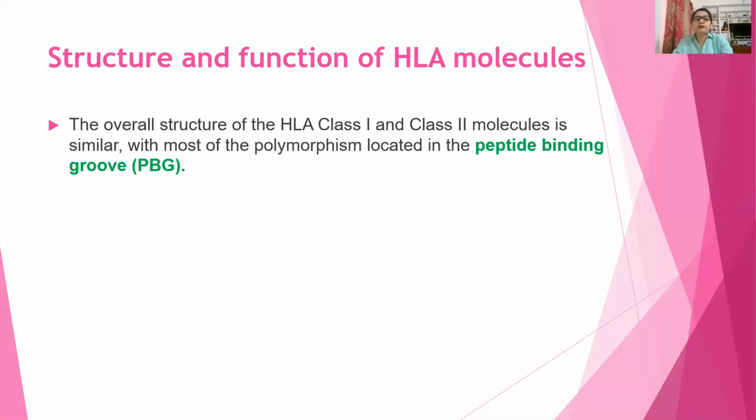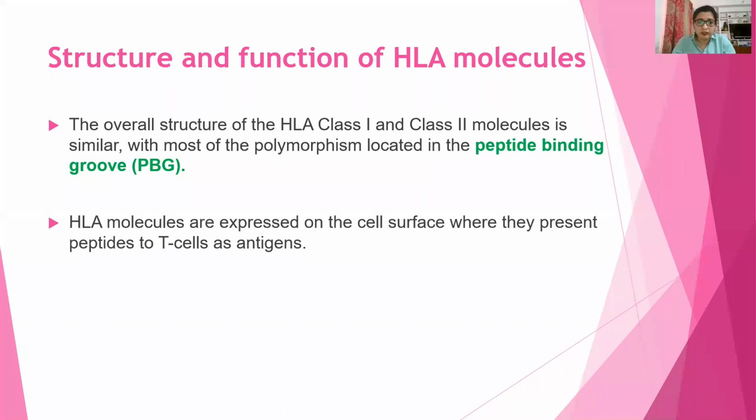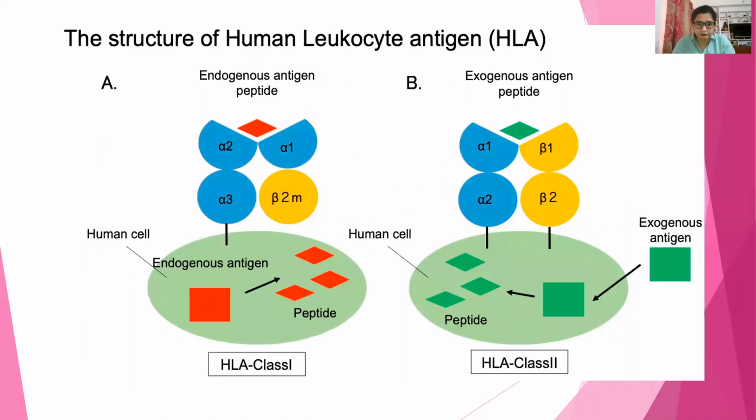So now coming on to the structure and function of the HLA molecules. The overall structure of HLA class 1 and class 2 molecules is similar, with most of the polymorphism located in the peptide binding groove, which is PBG. HLA molecules are expressed on the cell surface where they present the peptides to the T cells as antigens.